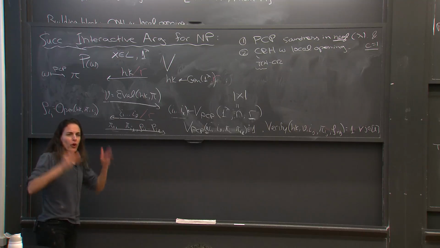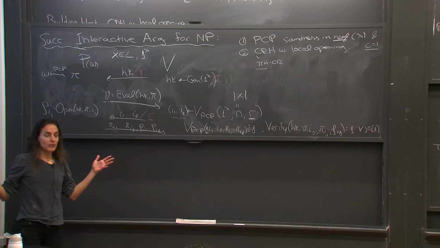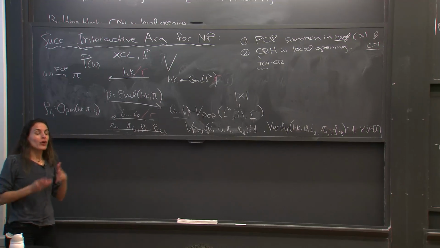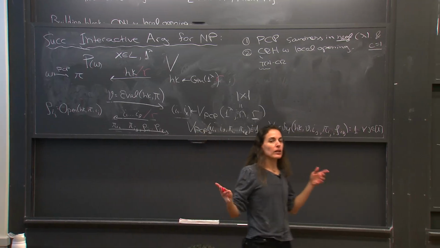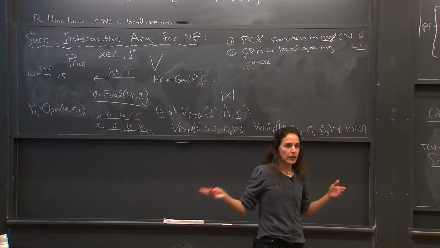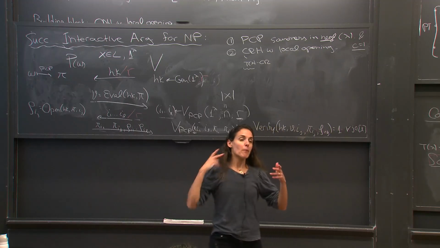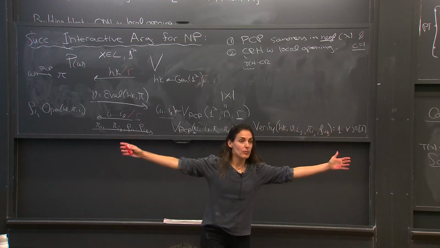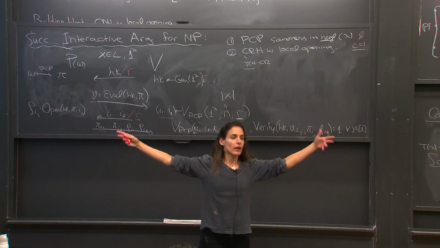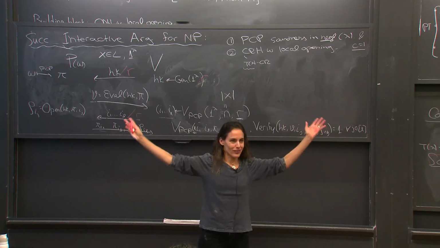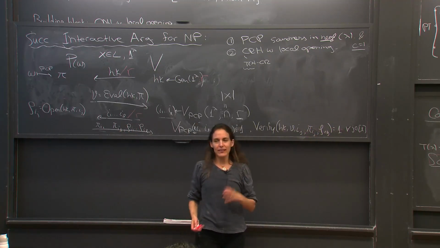R1, R2, R3, R4, a lot of them. And I'm going to have a lot of openings from him. I'm going to run it so much that I have tons of openings, more than poly 1 over epsilon, and more than the size of the PCP times 1 over epsilon. I'm going to run it a lot of times. Now, what's the idea? The idea is the following.